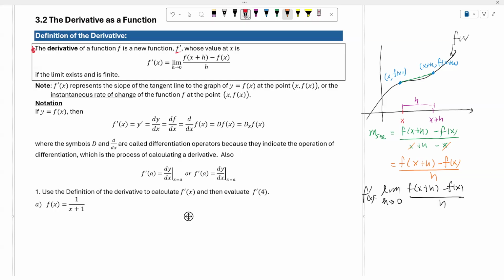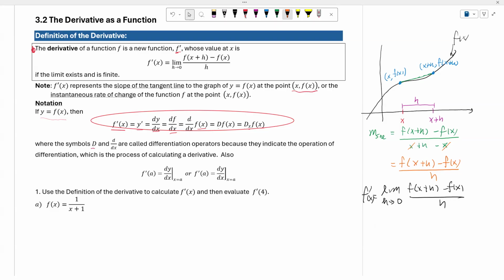So for the notations, if y equal to f of x, then f prime of x, y prime, dy dx, df dx, d dx of f of x, df of x, d subscript x of f of x all represent the same thing, the derivative of the function y equal to f of x at the point x, f of x.